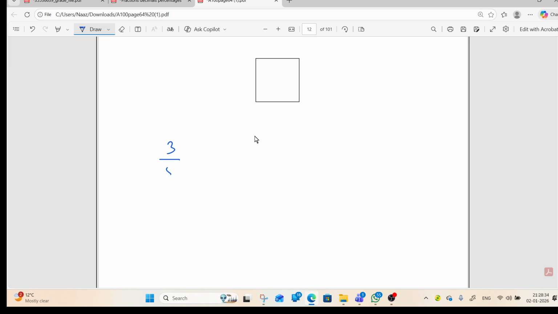For example, if I have 3 over 5, I need to convert it into a percentage. I will times it with 100. I will get 300 over 5. Then if I divide 300 by 5, that would be my answer, which is 60. So the answer is 60%, right?